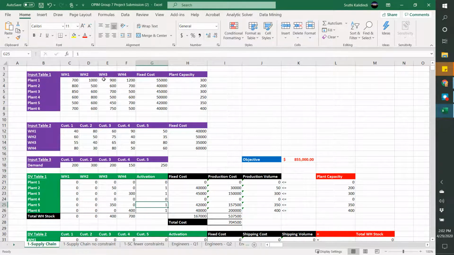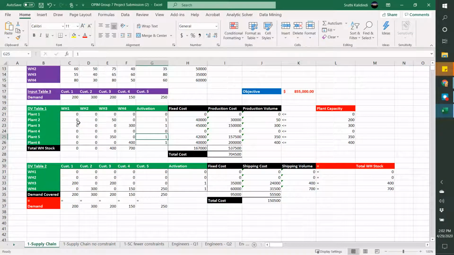So moving to the spreadsheet, at the top we have the input variables, which are the costs of producing and shipping to warehouses, and again the costs of shipping from warehouses to customers. We also have the fixed costs to keep the warehouses and plants operational, as well as the plant capacity. In addition, we have the customer demands as well.